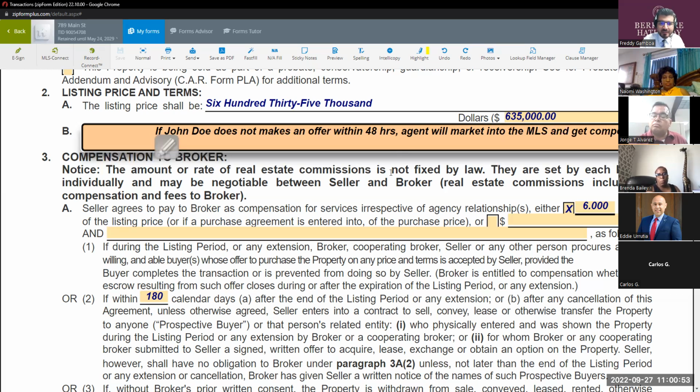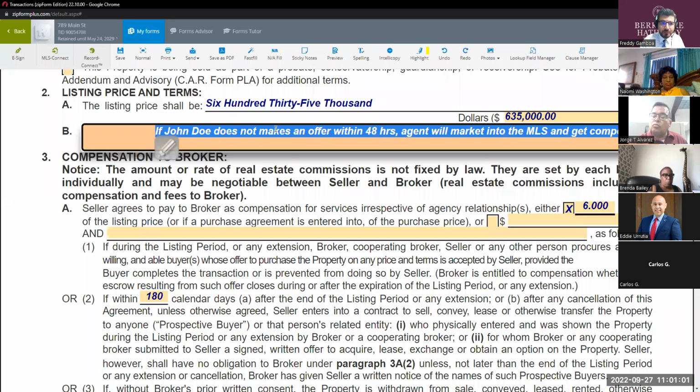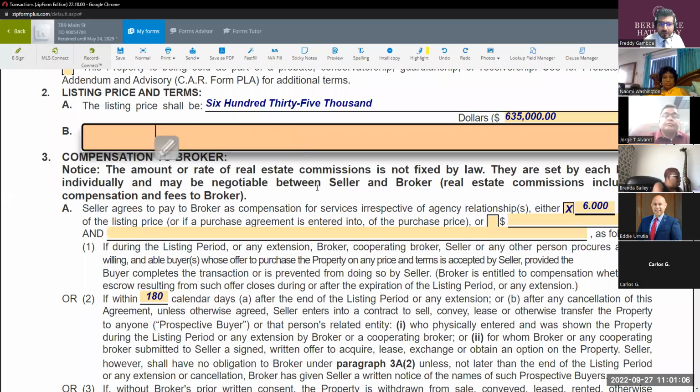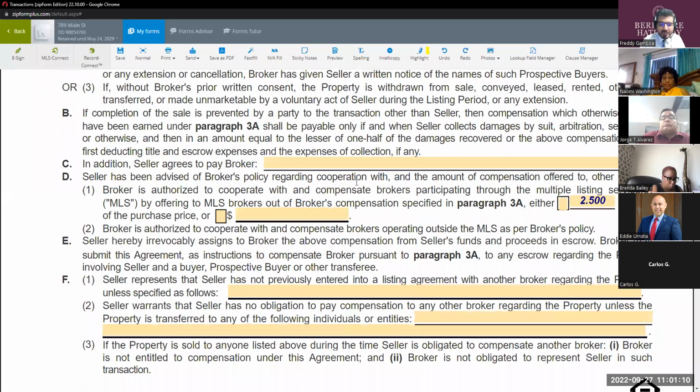Okay, so definitely gotta put a timeline or time frame to let your seller be aware: look, he better make an offer within 2 hours or within 2 days. And if he doesn't, I'm gonna go ahead and market the property to get paid. Okay. Any questions on page 1?